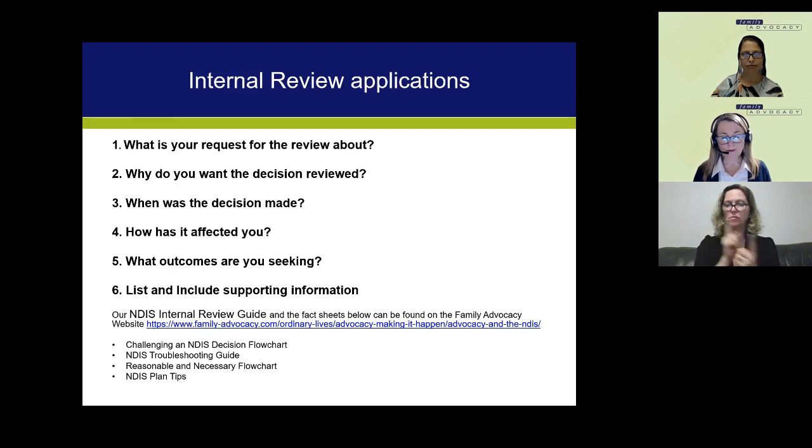Review all information related to the scheduled review in order to determine any need for additional evidence. And you can access our NDIS internal review guide on our website.